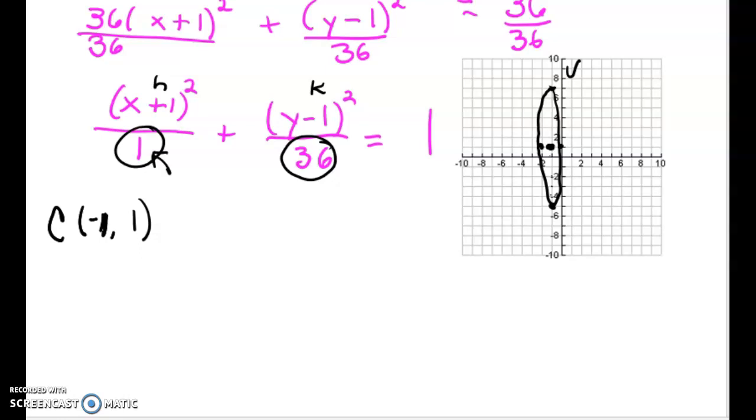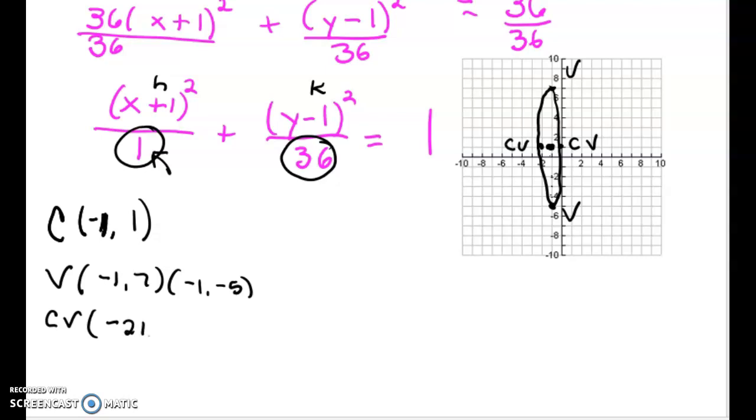These are the vertices. Vertices are the endpoints of the major axis. So our vertices are -1, 7, and -1, -5. The co-vertices are the endpoints of the minor axis. So our co-vertices are -2, 1, and 0, 1.